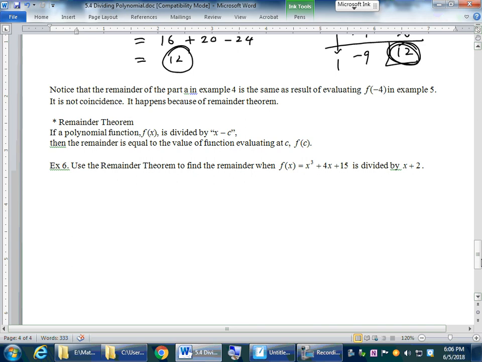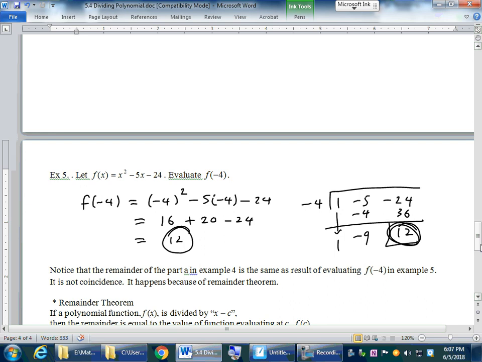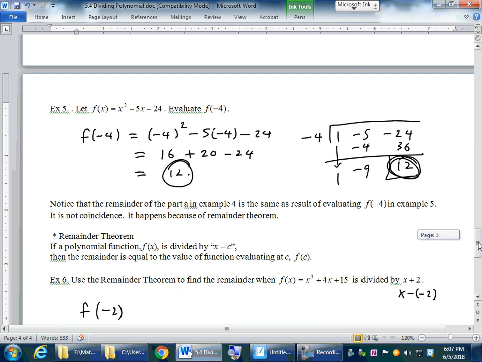So using the remainder theorem, we can easily find the remainder when dividing two functions. So in this case, use the remainder theorem to find the remainder of this polynomial function divided by x plus 2. So that means x minus negative 2. So my c is negative 2. The remainder of dividing this function is the same thing as evaluating the function at negative 2, which we saw right here already. Remainder and function values are the same.